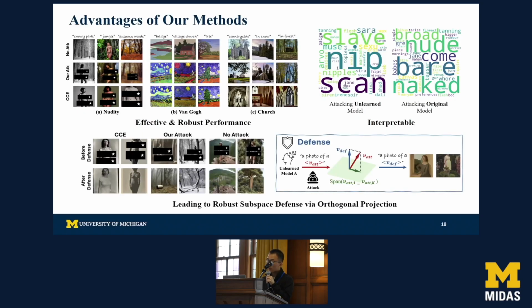And finally, our findings can inspire defenses against these kinds of adversarial attacks. Basically, once we identify the harmful token embeddings, we do an orthogonal projection. We project the harmful content out of the token embedding space, which can help us defend our model.